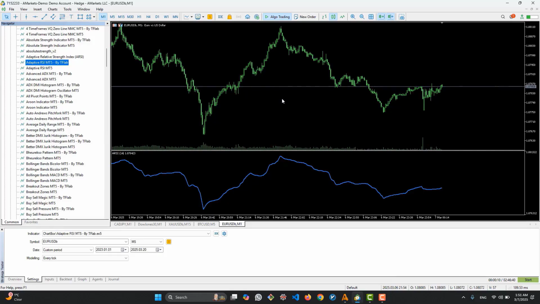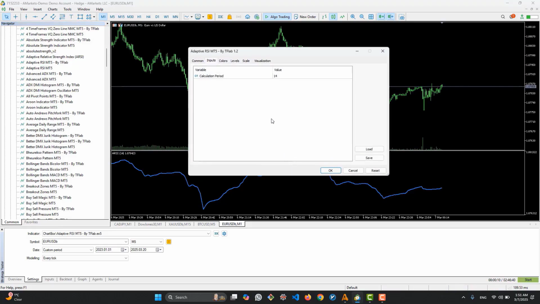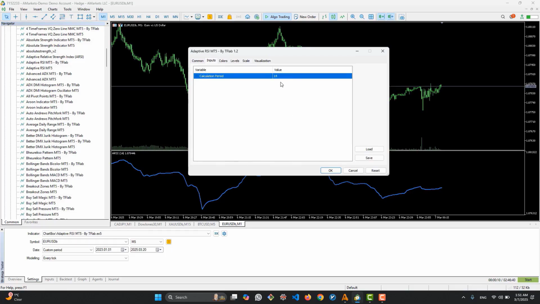Now, let's go over the settings of this indicator together. The only option we have in the input is the calculation period of this indicator, which we can adjust. The higher we set this value, the smoother the chart will be, and the lower we set it, the more fluctuations we will see in the chart.